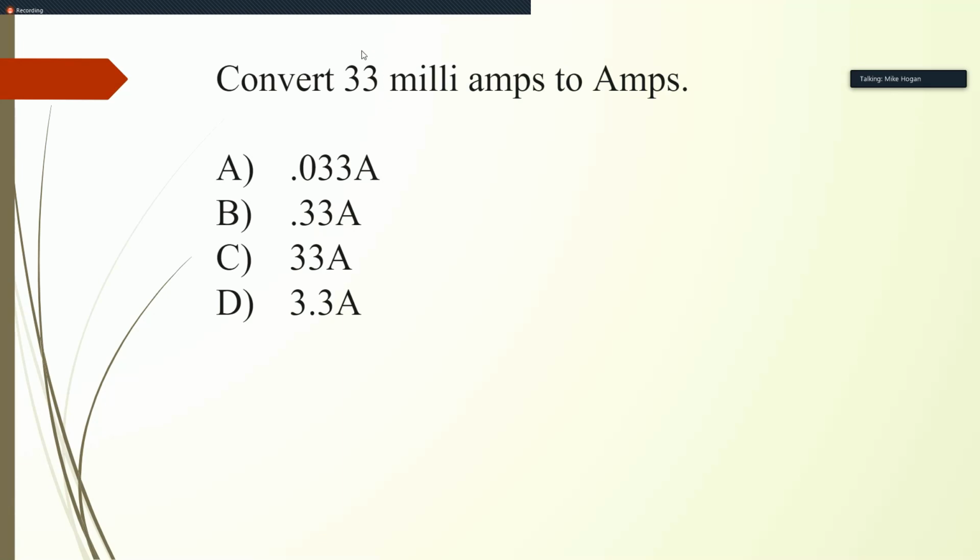Right here, we had 33 milliamps. Well, if I'm going to move this 3 places, I can't move it 3 places to the right and be 33,000. It's going to be 3 places to the left: 0.033 amps. So once again, the real secret to these questions is just knowing the value of the prefix. Kilo times 10 to the third, milli times 10 to the negative third. And then it's just a matter of moving your decimal.